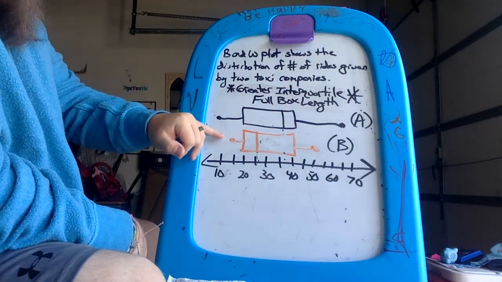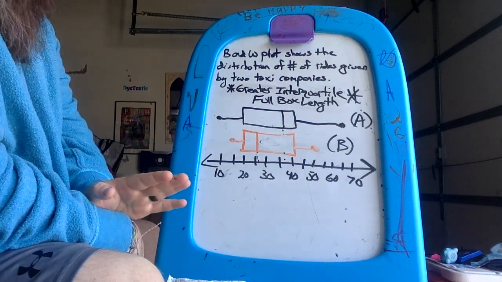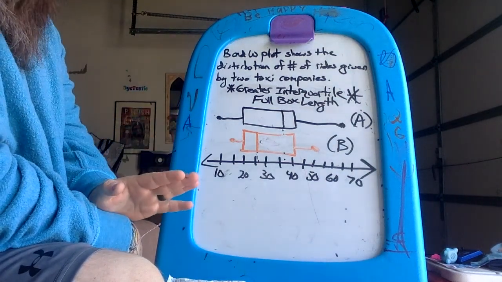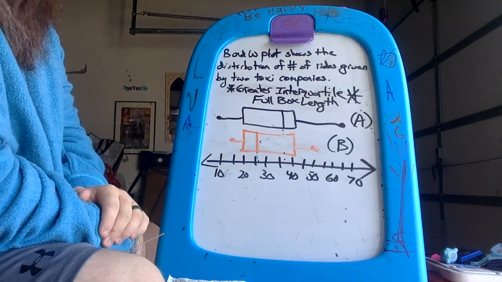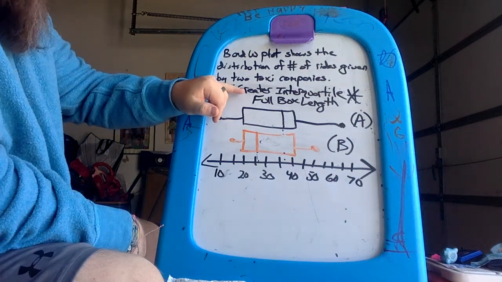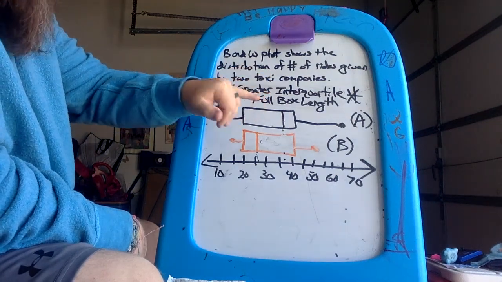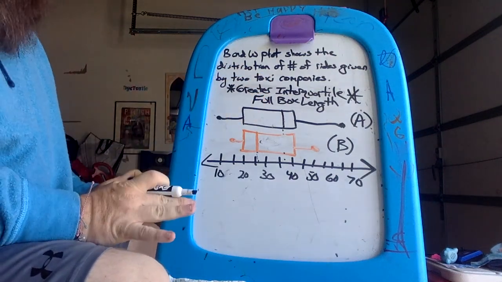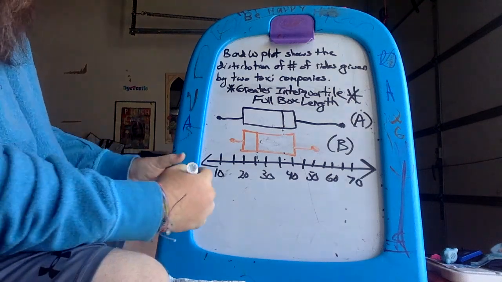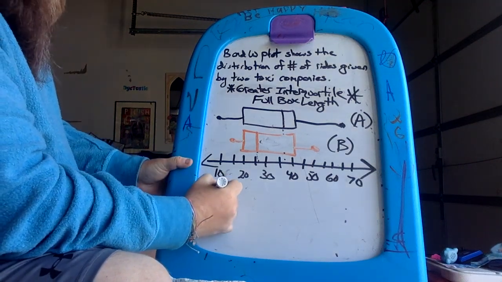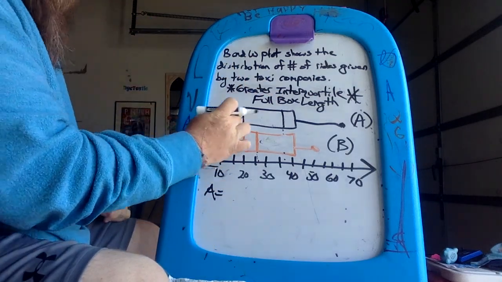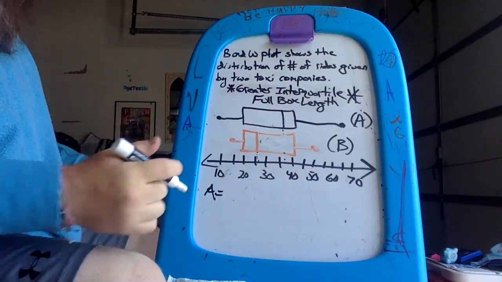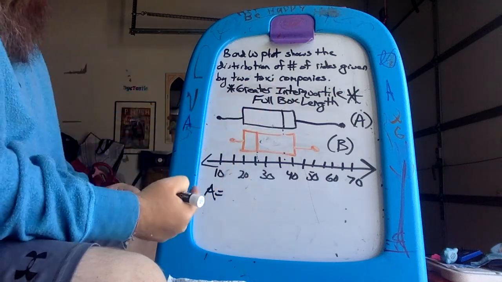So the second part is pretty simple too, and it all depends. It's not always going to work like this, but for this particular question, this is how it felt, okay? When you're finding the greater interquartile full box length, you're looking at both companies first. So we're going to look at company A, full box length. Again, the whiskers do not pertain to the box length. You're just looking at the length of the box, okay?